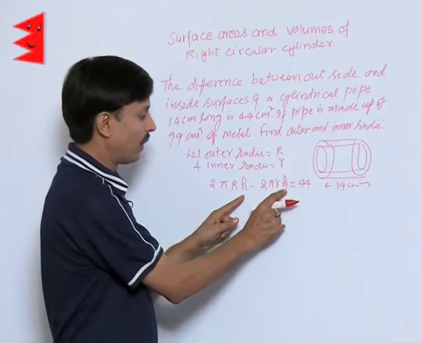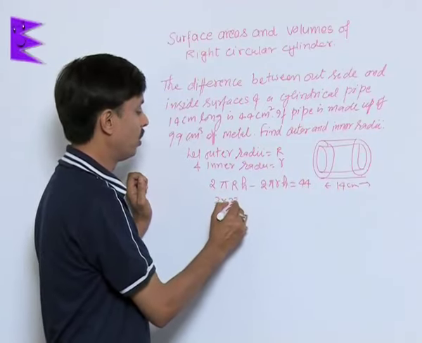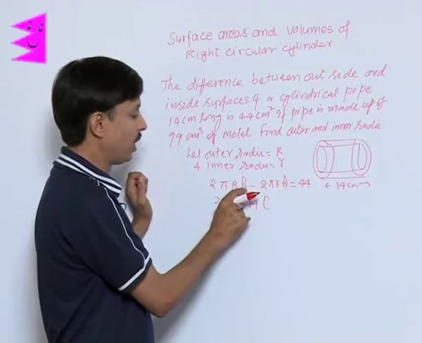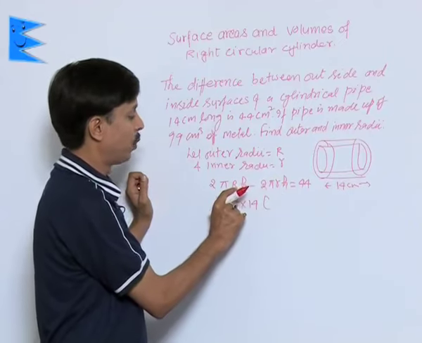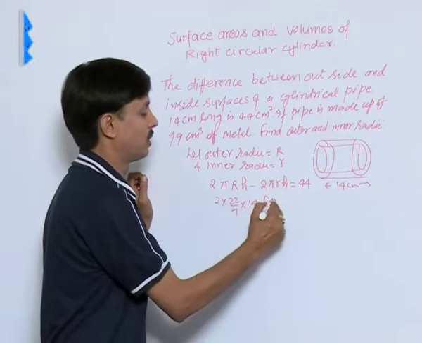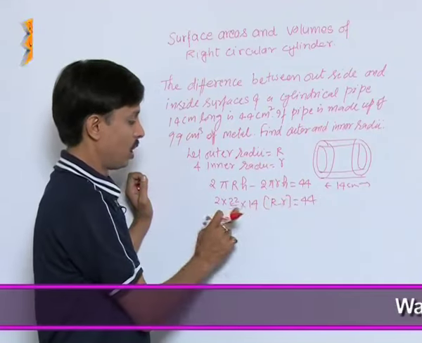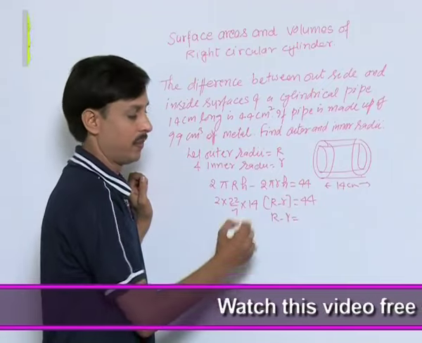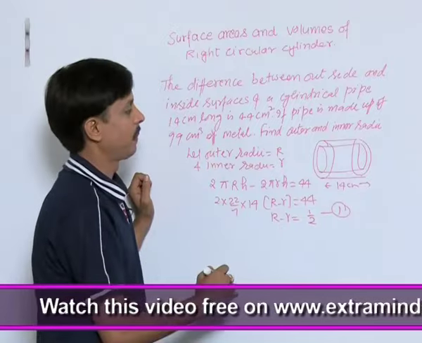So I can put the value of height, that is 14. I will say 2 into 22 by 7 into 14, with 2 into pi into h common. So the inner portion will be capital R minus small r is equal to 44. On simplification, I can say R minus r is 1 by 2, equation number 1.